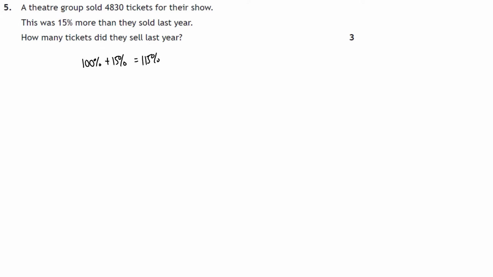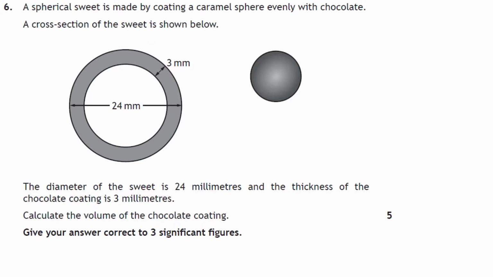And what we're looking to do is get back to the original value. So to do that, we're going to divide by 115, which will give us 1%, then times by 100. So we take the 4,830 tickets, divide it by 115, and times by 100, and that'll take us back to that original value. So 4830 divided by 115 times 100, 4,200 tickets sold last year.